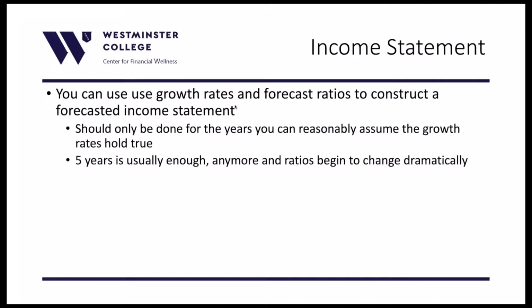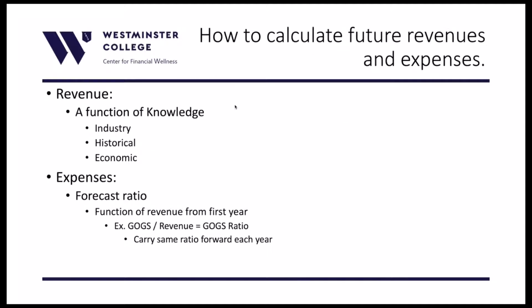And other assumptions can be applied to this as well. Some years are going to be less, some years are going to be more. You can put that into your forecast as you construct your forecast panel, which will then feed into your income statement. And then you can calculate your future revenues and expenses. So revenues are going to be the knowledge of industry, historical, and economic rates, like we said. And then your expenses are going to be a function of a forecast ratio.